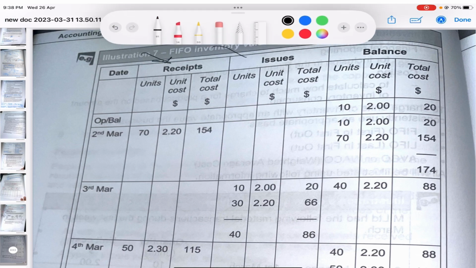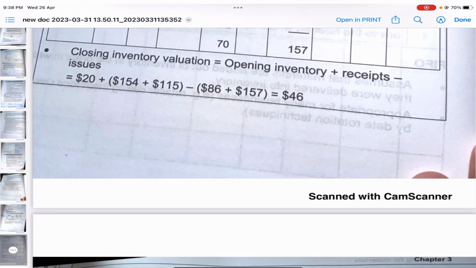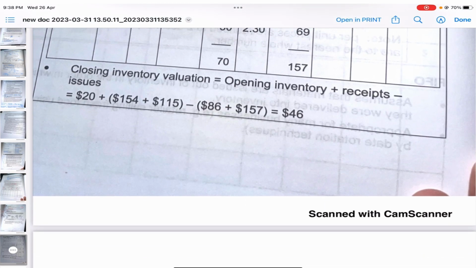Receipts are over here, issues are over here, and balance. What do you understand by balance? Well, how much balance is left? When I've given out stuff, it gets subtracted. When I have receipts, it's going to be added. Okay. So what is my closing inventory?